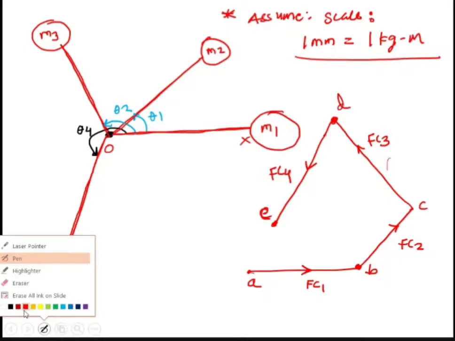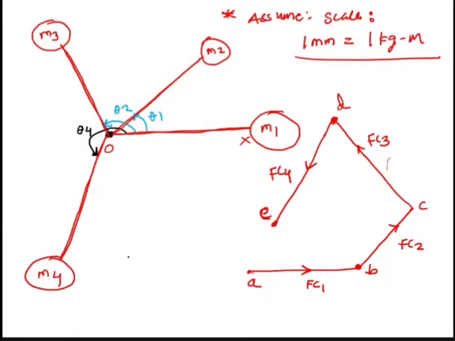As I said, the closing side of the polygon is nothing but the resultant force, and the resultant force should always start from the starting point. So what is the starting point? The starting point is nothing but A. Let me join this by a dotted line. So this vector AE represents the resultant force Fc. See, this Fc is not a balancing force. This Fc is a resultant force. Try to understand this.